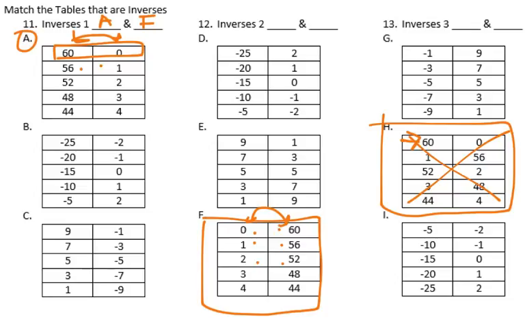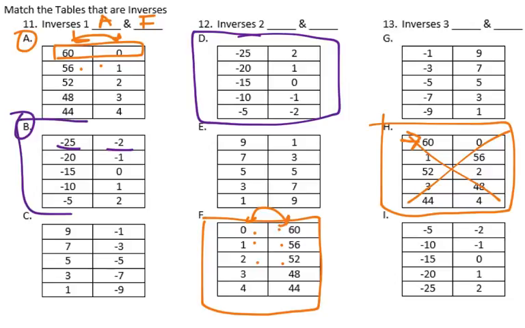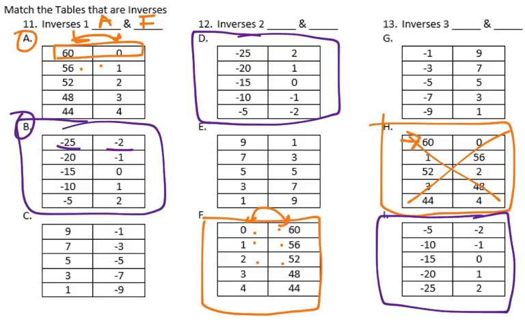Okay. Now let's try B. We've got negative 25 and negative 2. So let's see. This one could be a possibility. This one could be a possibility. Or this one could be a possibility. So negative 25 to negative 2. Negative 25 to positive 2. Okay. That already rules that one out. Okay. One of these is ruled out, I should say.